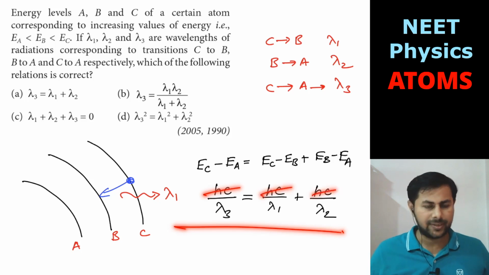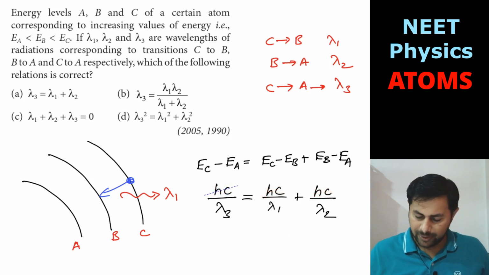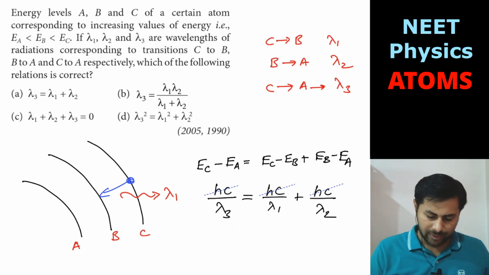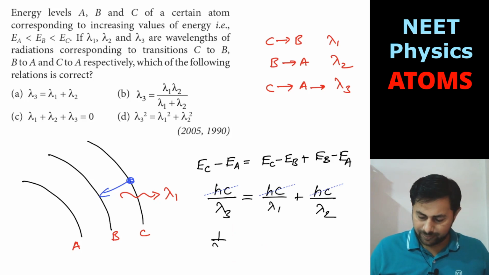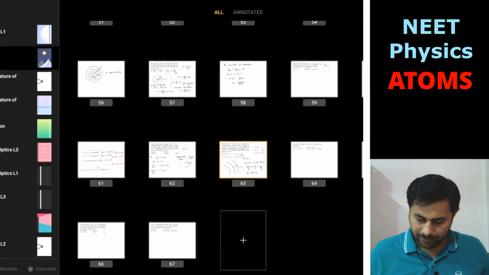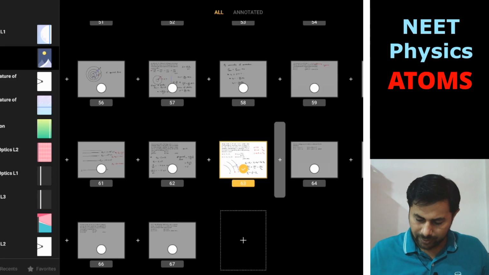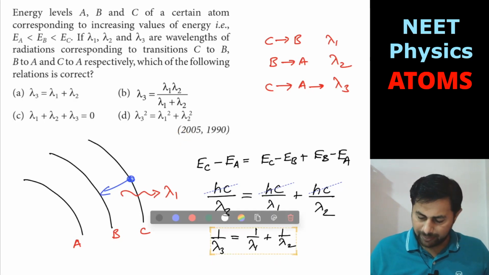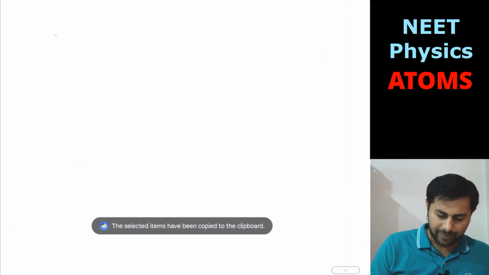So hc would get cancelled. So 1 by lambda 3 is equal to 1 by lambda 1 plus 1 by lambda 2. Then you just need to rearrange this and you will get the answer.